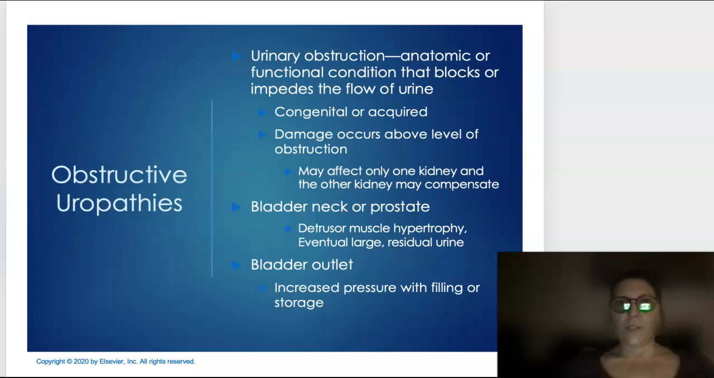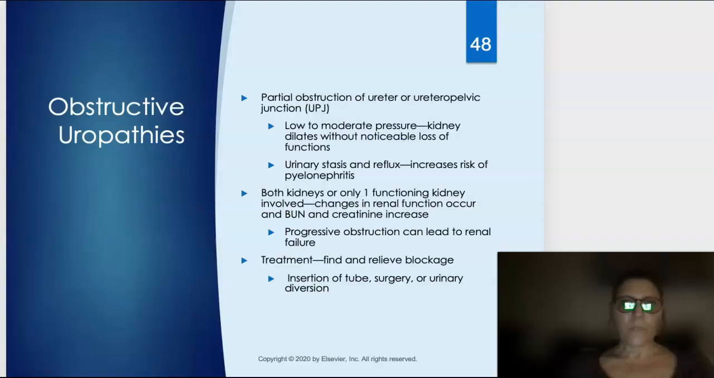So in the bladder, neck, or the prostate in men, the detrusor muscle has hypertrophy, and eventually there's large residual urine. In the bladder outlet, there might be increased pressure with filling or storage. So you could have a partial obstruction of the ureter or ureteropelvic junction, UPJ. So this would be like low to moderate pressure. Kidney dilates without a noticeable loss of function, it's compensating, it's dilating to see what it can do. There's urinary stasis and reflux, which increases the risk of pyelonephritis. You do not want urine just hanging out, because urine needs to exit.